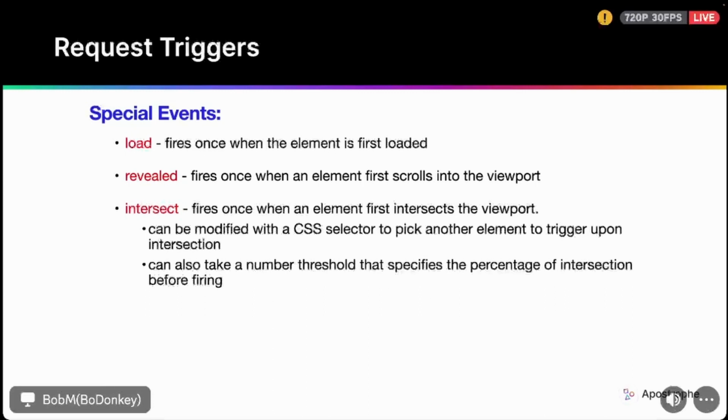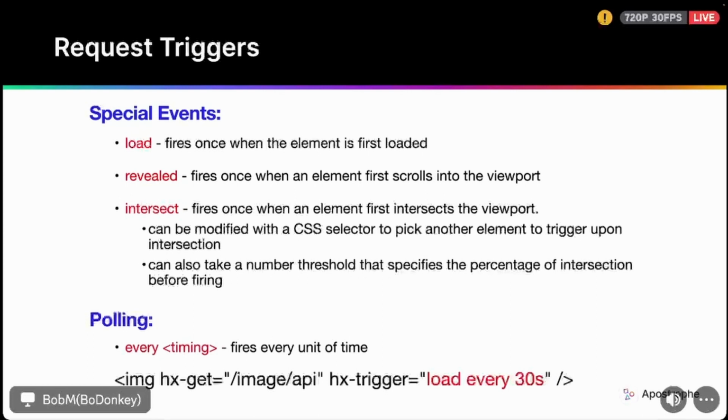Two other good ones are revealed and intersect. These basically allow you to fire the request only when something's going to scroll into the viewport or scroll a certain distance into the viewport. That's a really powerful method, and you don't have to add any other JavaScript library to avail yourself of this.